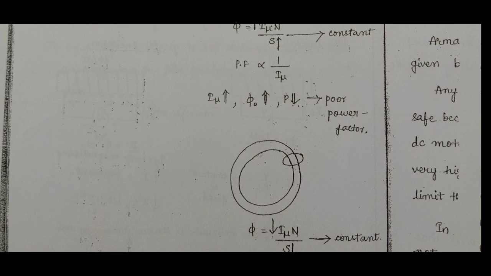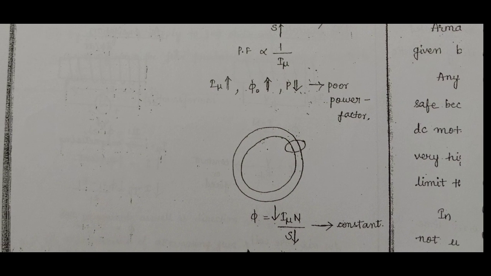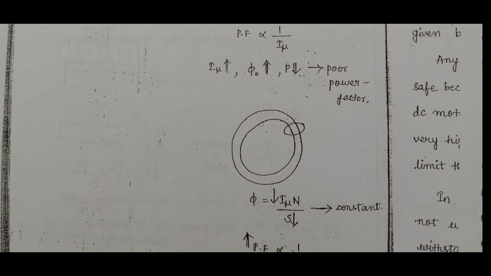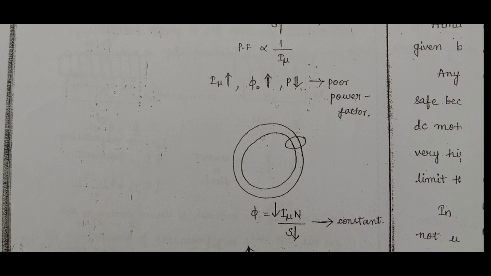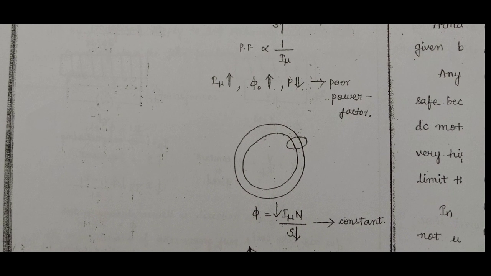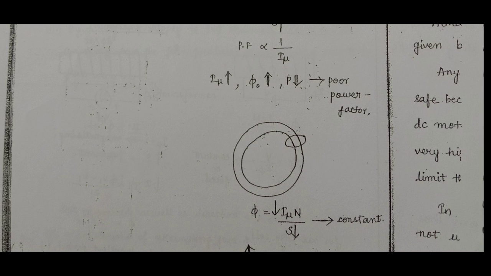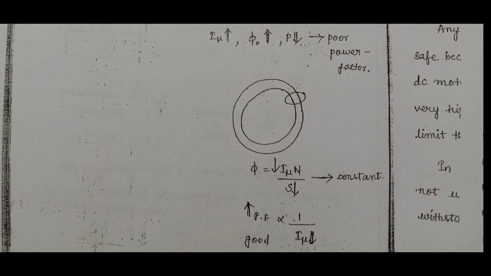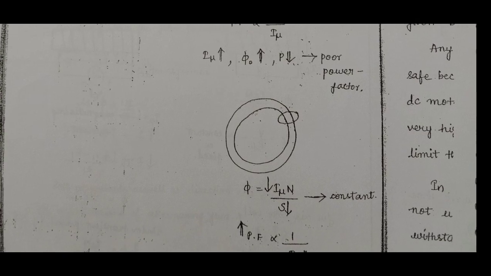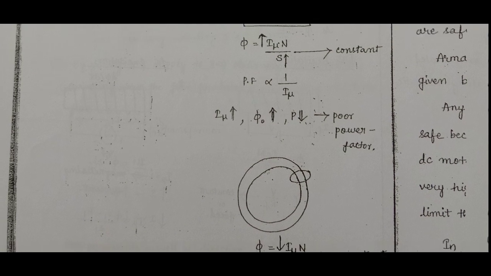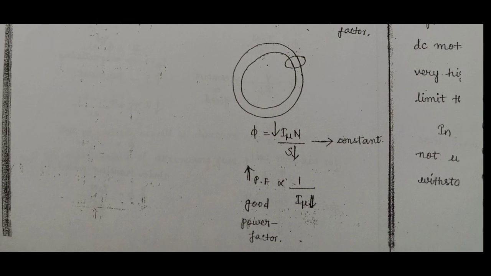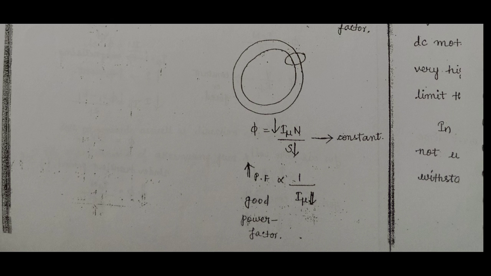Magnetizing current increases, flux also increases, and the power factor will decrease. Flux is proportional to I mu n by S. Power factor increases, magnetizing current decreases.